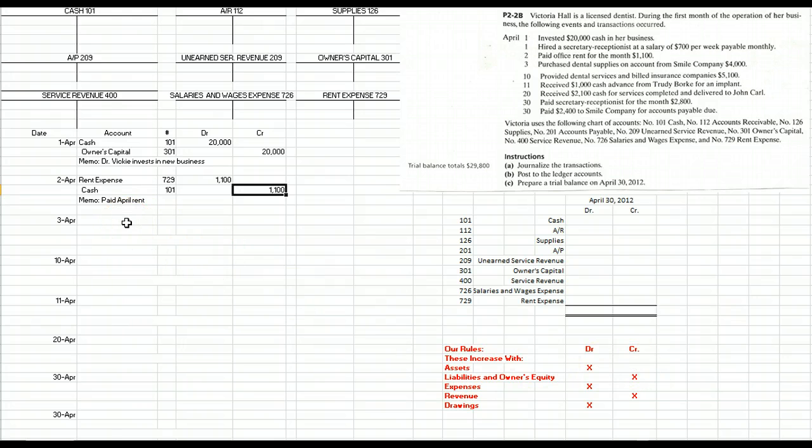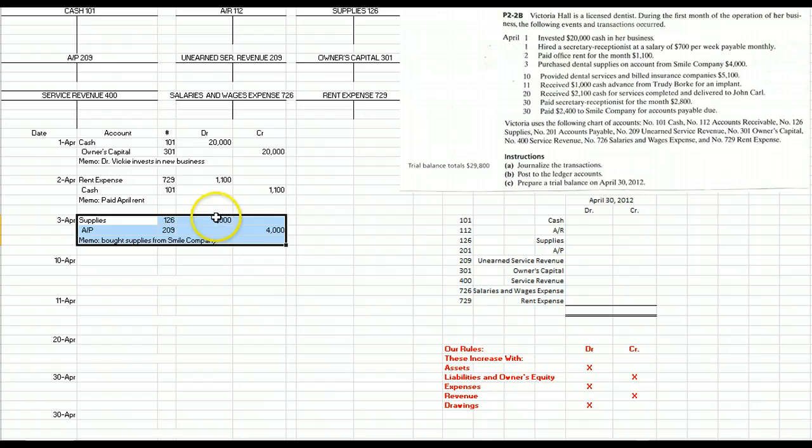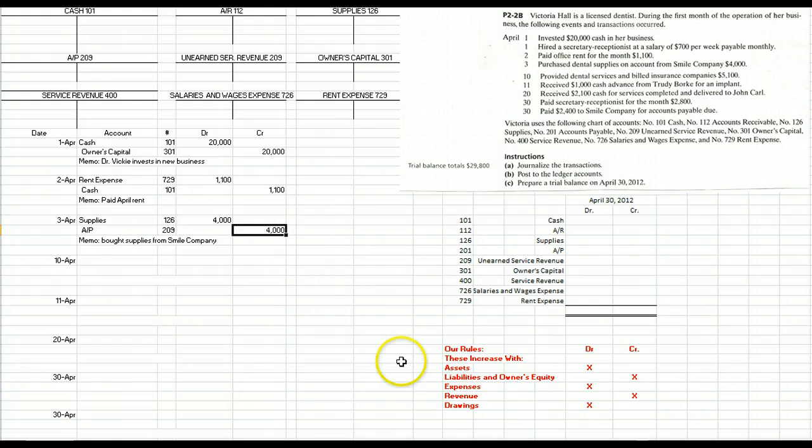On April 3rd, we purchased dental supplies on account. What that means is we incurred an account payable from the Smile Company. Supplies are an asset. Assets increase with debits. So we're going to debit the asset account supplies for $4,000, and we're going to credit the liability account accounts payable for $4,000. Accounts payable is the liability account.